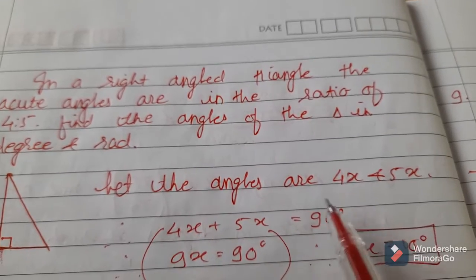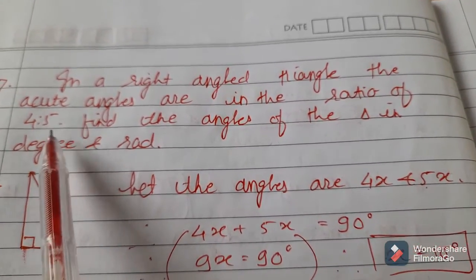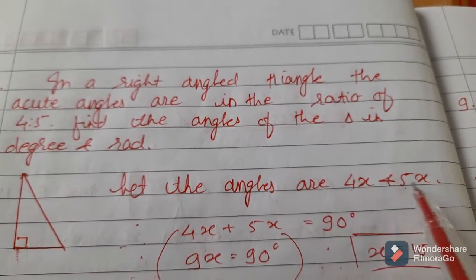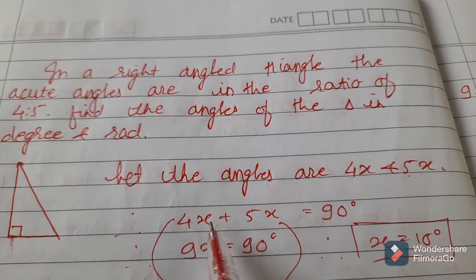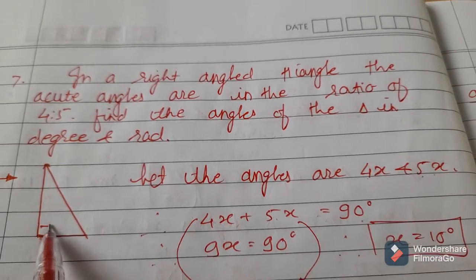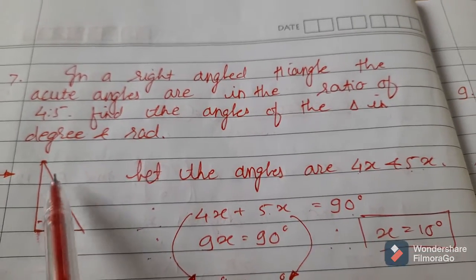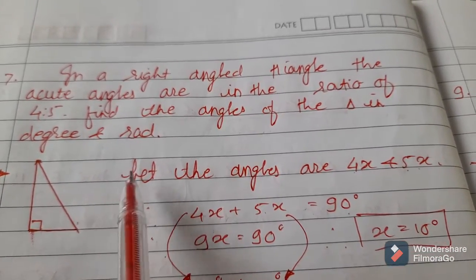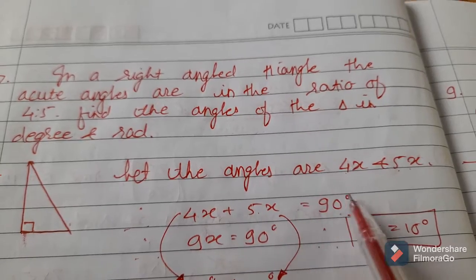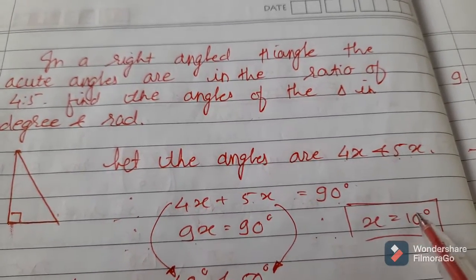So let the angles be 4x and 5x. They have given us the ratio 4:5, so we are considering it 4x and 5x. So we can say that 4x plus 5x is equal to 90 degrees, as the first one is already 90 and the summation is 180, we know that. So the remaining two must sum to 90 degrees. So 4x plus 5x is equal to 90 degrees. Hence 9x is equal to 90 degrees. Hence x is equal to 10 degrees.